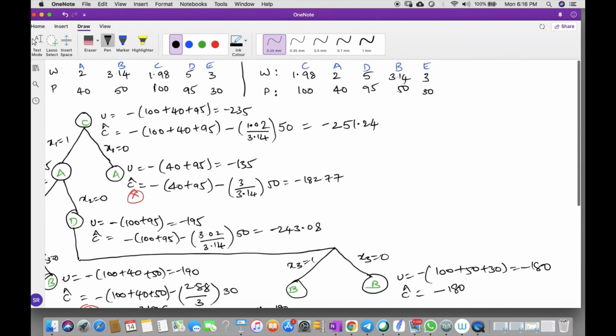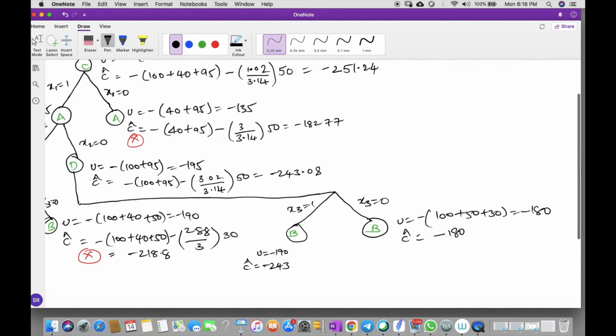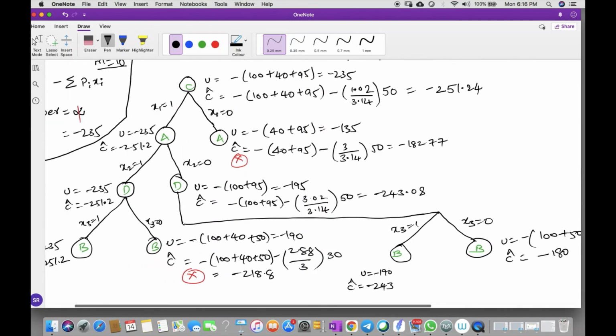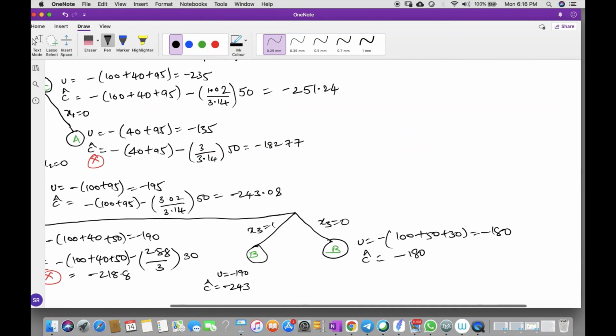There is no more item, and we are still within the framework of less than 10 weight. But we can see here C cap value is greater than the upper. C cap is minus 180, whereas upper is minus 235. Since C cap is greater than upper, we can kill this particular node. So we don't need to pursue this.